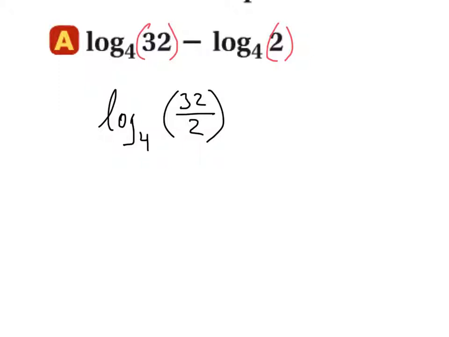In order to be able to condense these, the base has to be the same. They have to be the same logarithm. Okay? All right, so now we have this. Well, what is 32 divided by 2? 16. So we have log base 4 of 16.